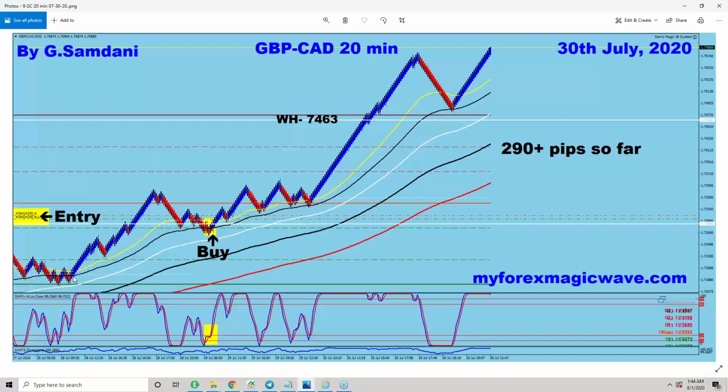This was an entry too, but I didn't take that one. And this is the one. Look how nice. And this was the entry. This was the entry. So many entries. And then total in 2 days, 290 pip. Just this pair, on the 29th and 30th.